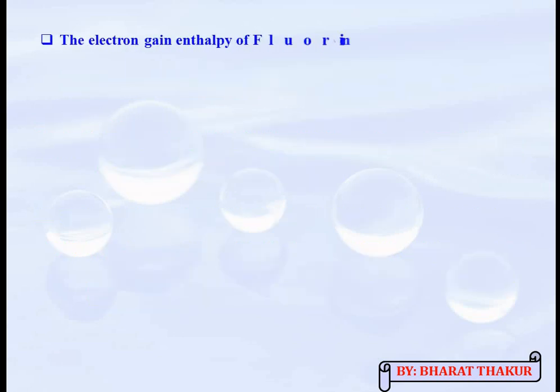One very important topic: the electron gain enthalpy of fluorine is unexpectedly less than that of chlorine. In the previous topic we have studied that on moving down the group, the electron affinity value is going to decrease. That means fluorine is at the top of its group, so its electron gain enthalpy value should be higher, and chlorine is coming below fluorine, so its electron affinity value should be low. But unexpectedly, fluorine has a lower value of electron gain enthalpy, but chlorine has a higher value.